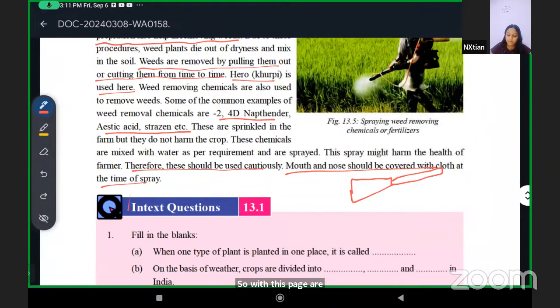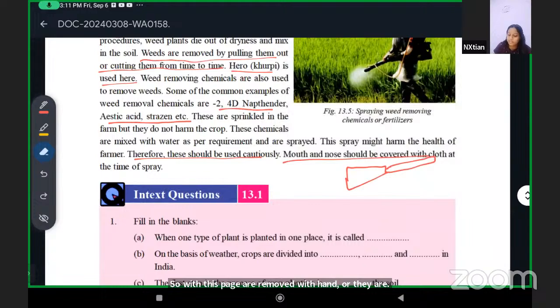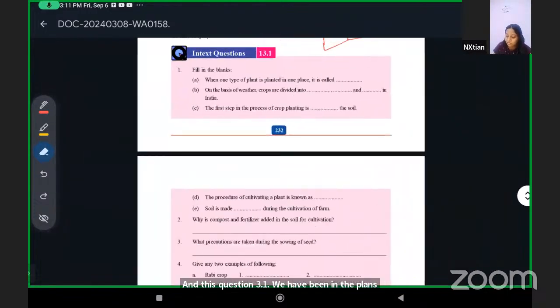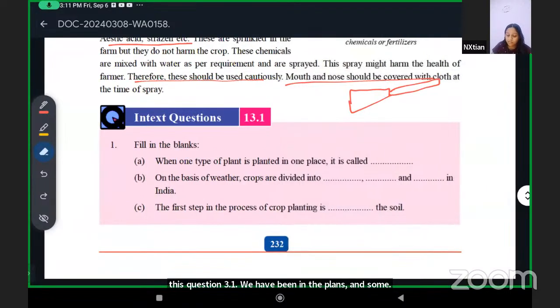Then we have the exercise questions 3.1. We have fill in the blanks and some questions. This is the homework.